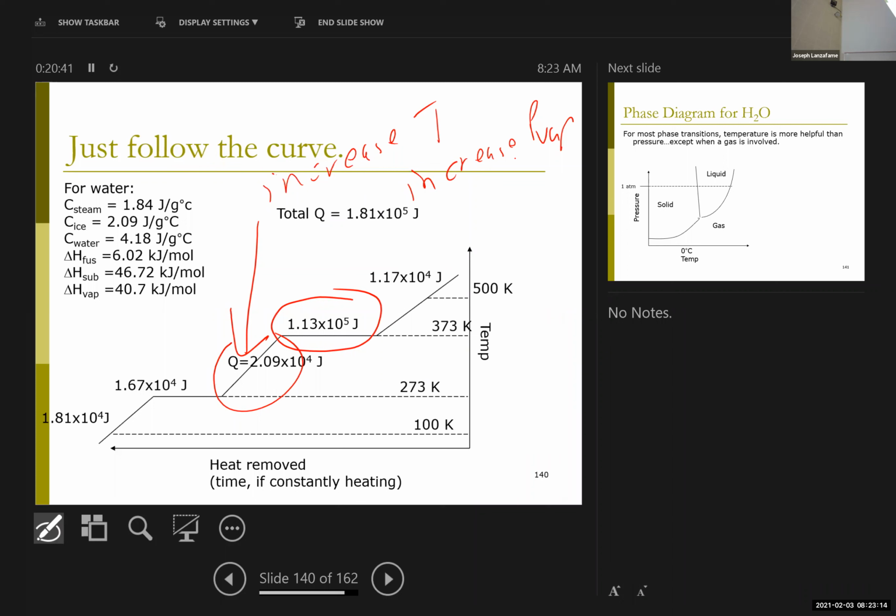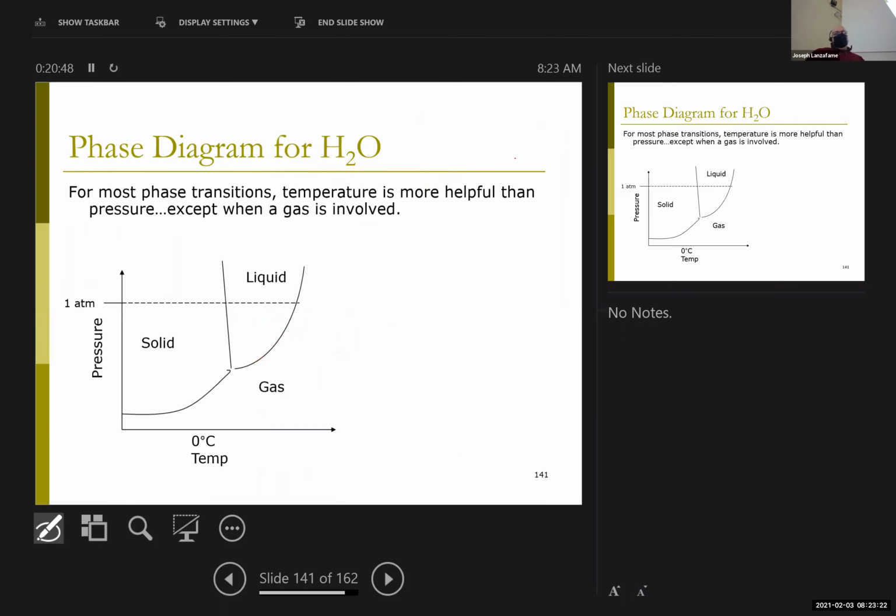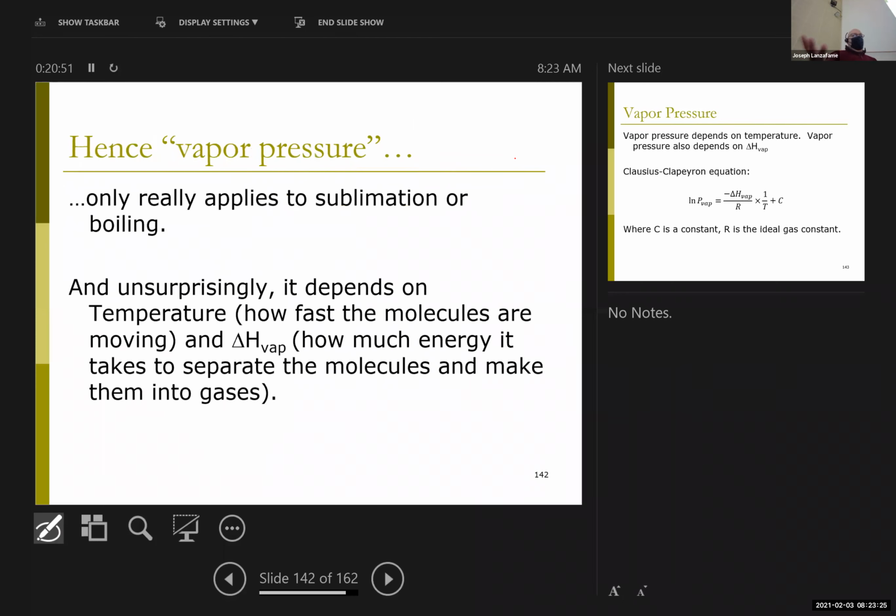We talked about that a little bit on Wednesday. My whole temperature curve moves over, meaning there are more molecules that are energetic enough to enter the gas phase. So I could do the opposite. If I don't change the temperature, then the vapor pressure is constant.